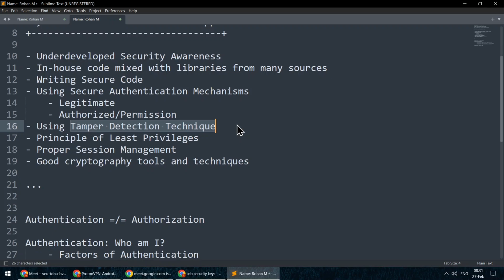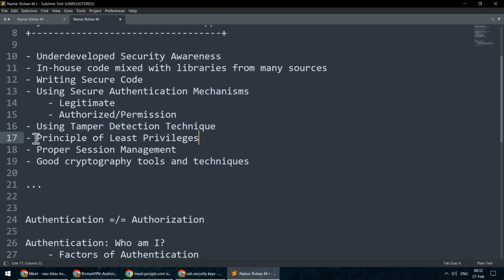That is tamper. Tamper detection means if any change has been made, if any of the code has been modified, it has been tampered with. We should have approaches, we should have ways by which we can detect tamper. If the code has been tampered with, we should be able to detect it. Most probably by keeping a log of all of the activities, you will be able to detect the tamper.